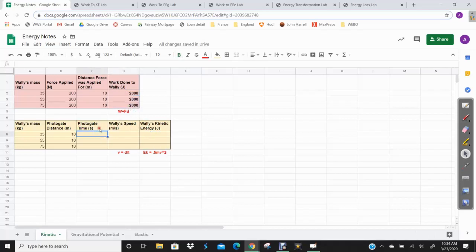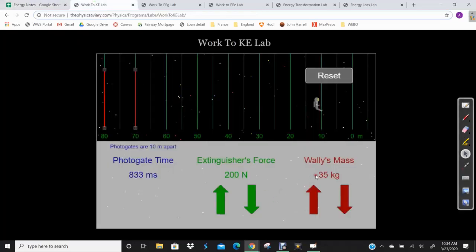All right, so let's start this out at 35 kilograms, 200 newtons of force. We'll reset this. His backpack is at 0, so when his backpack gets to 10, I'm going to stop it. Okay, I'm going to try that one more time. There, that's a little bit better. And we'll let him go here.